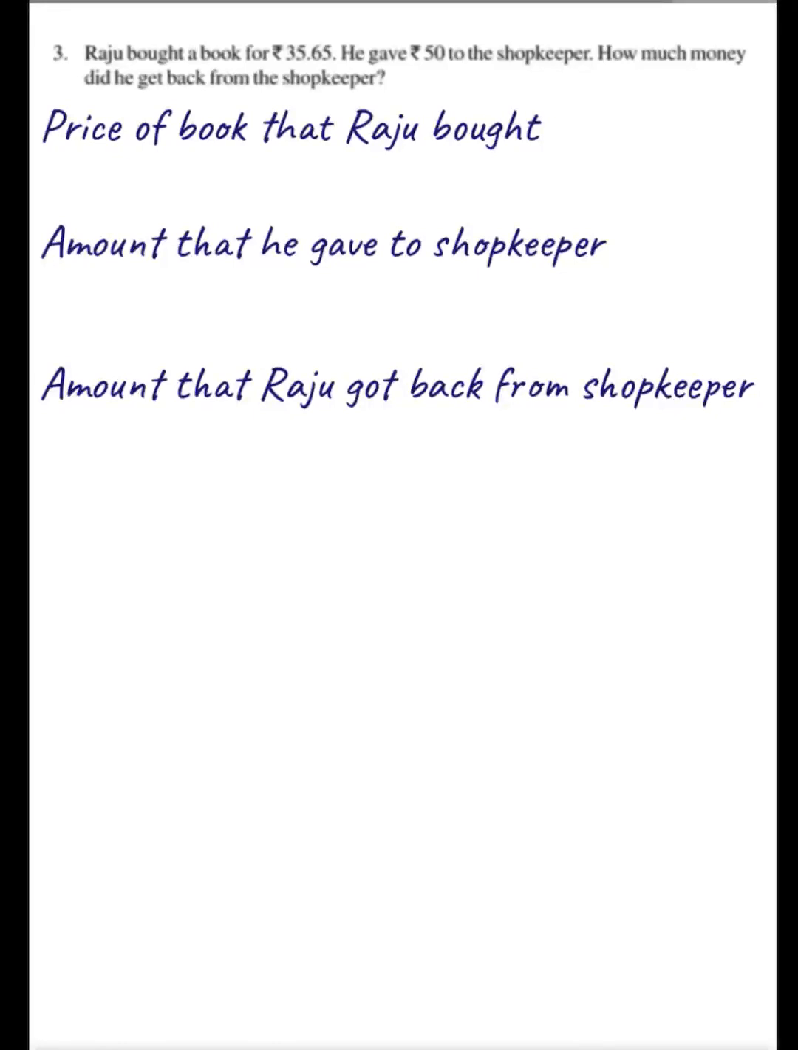So this is the third question. Raju bought a book for rupees 35.65. He gave rupees 50 to the shopkeeper. How much money did he get back from the shopkeeper?